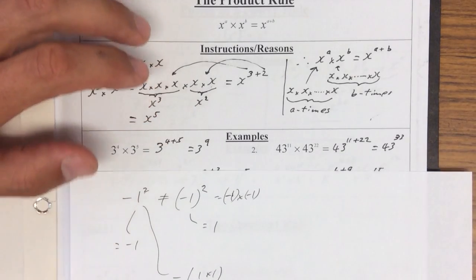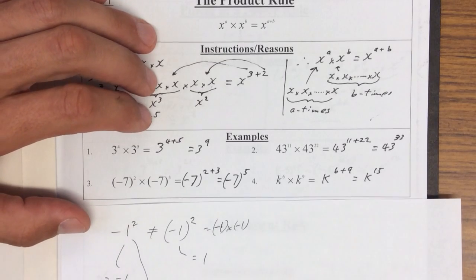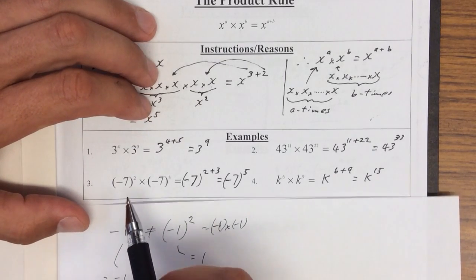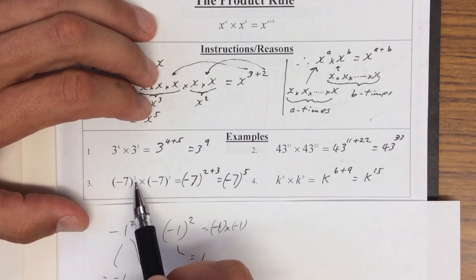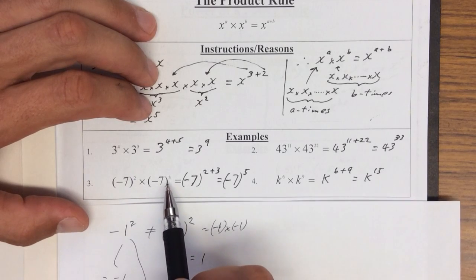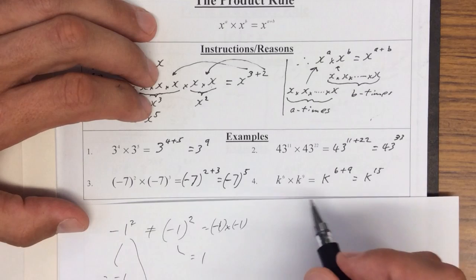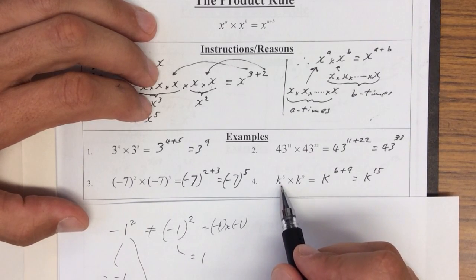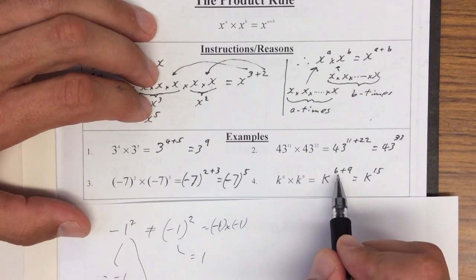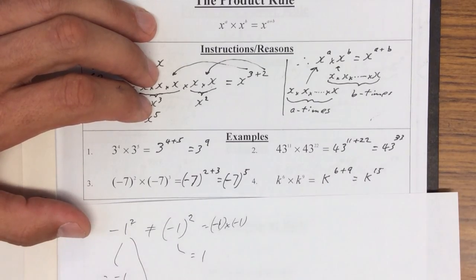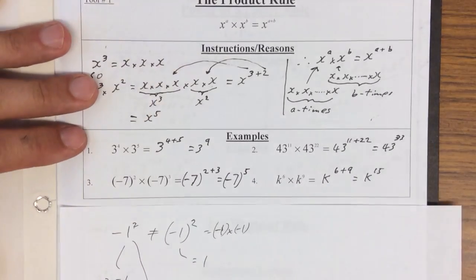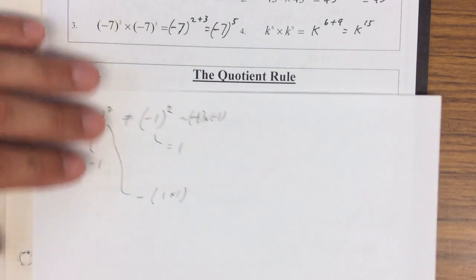So, we take a look at negative powers here. Negative 7 to the exponent 2 times negative 7 to the exponent 3. Add the two together, you get negative 7 to the exponent 5. Put in an unknown, k to the 6 times k to the 9. Add the 6 and the 9, k to the 15. Next rule, quotient rule.